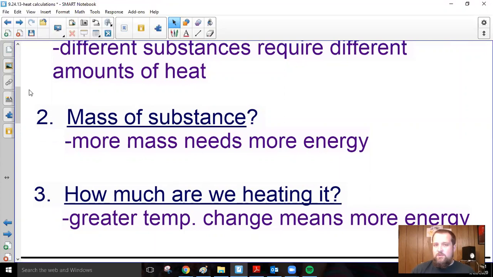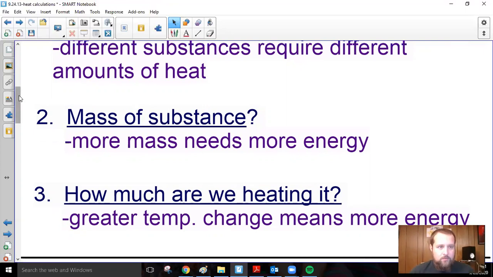And how much are we heating it? Are we heating it up just a little, or are we heating it all the way to boiling, or are we boiling it all the way away? And those are the 3 things we need to know if we want to do math with this. What is it made out of? How much of it are we trying to heat? And how much do we actually need to heat it up?